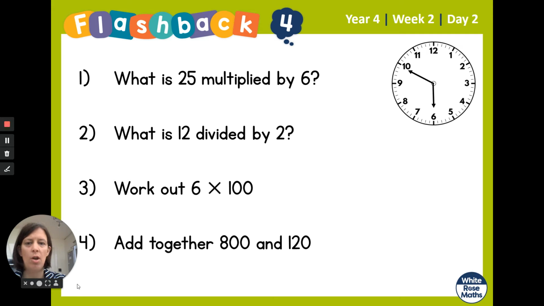Okay, so the first one, what is 25 multiplied by 6? That's 150. So it's 25 6 times, 150. What is 12 divided by 2? That means shared by 2. 12 divided by 2 is 6. Number 3, work out 6 multiplied by 100. That will be 600. And number 4, add together 800 and 120. The easiest way to do it is to add the hundreds first. You get 900 and then you'll have 20 more, 920.